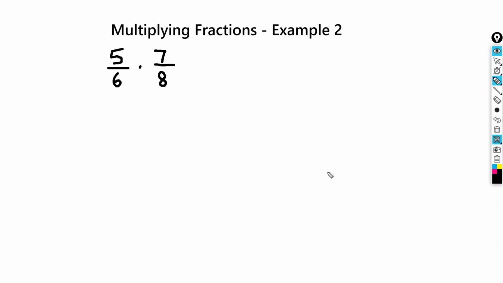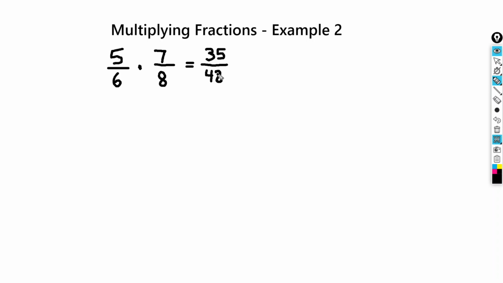All right, in our next example we have the fraction 5/6 times the fraction 7/8, and we have this mid dot here that indicates the multiplication. So we're going to do the numerators first. We'll do 5 times 7. So 5 times 7 is 35. And then on the bottom, we'll do 6 times 8, which is 48.